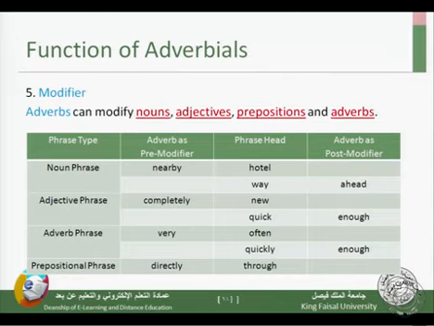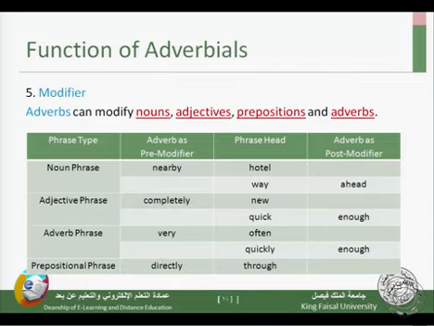Then we have the adverb phrase very often. Very is a pre-modifier, it is an adverb. Often is also an adverb, so we see here an adverb that modifies another adverb. So often is the head, very modifies the head as a pre-modifier. Quickly enough. Quickly is a head here, it is an adverb, and enough is a post-modifier, it came after the head.